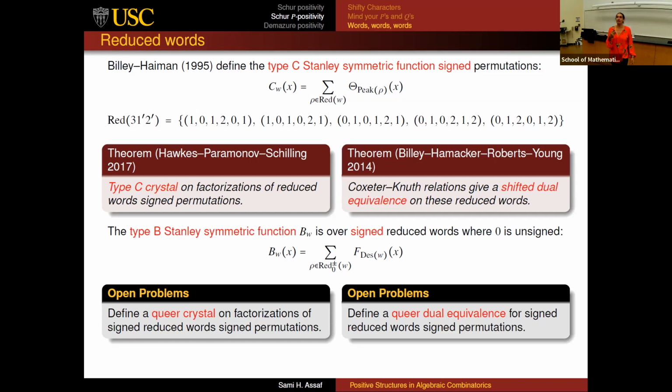If you allow 0 to be negative, you're just recovering this. So don't let 0 be negative. That's the sort of B version of this. So, okay, find me a dual equivalence, a queer dual equivalence structure for this. That'll prove that that thing is Schur P positive. Or go for a queer crystal on these objects. That'll prove that it's Schur P positive.